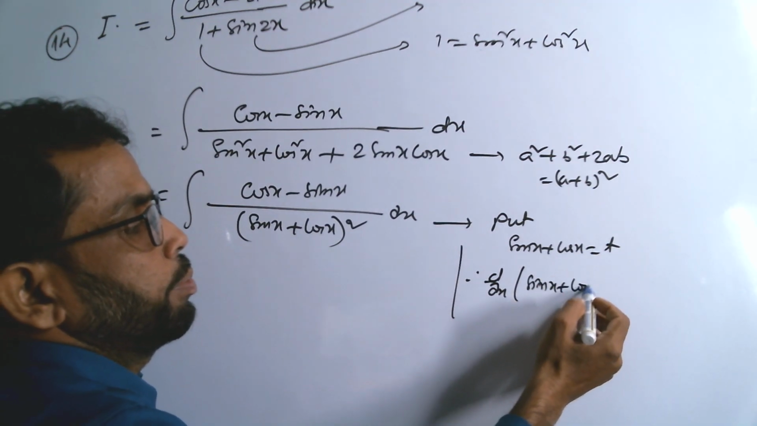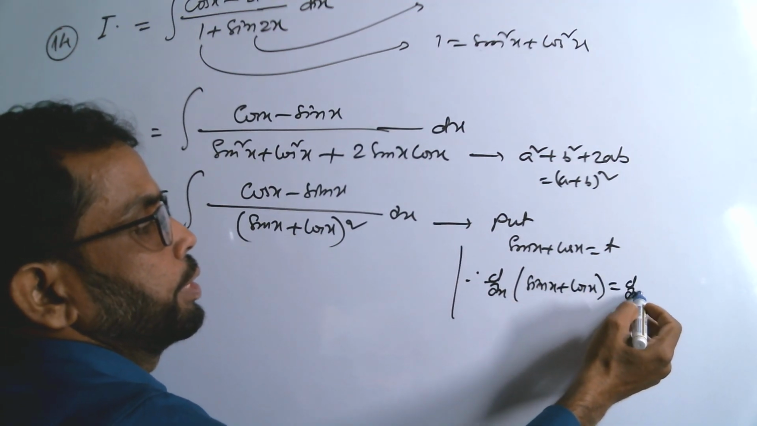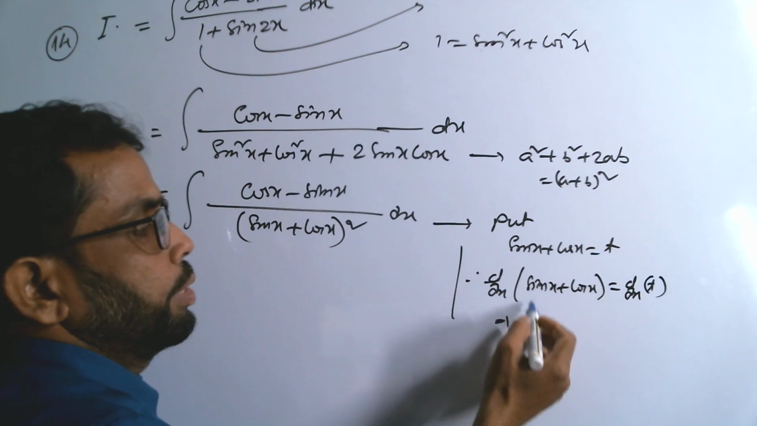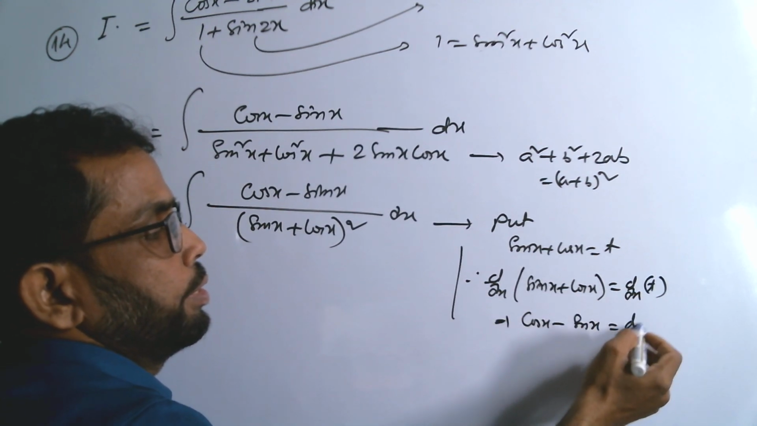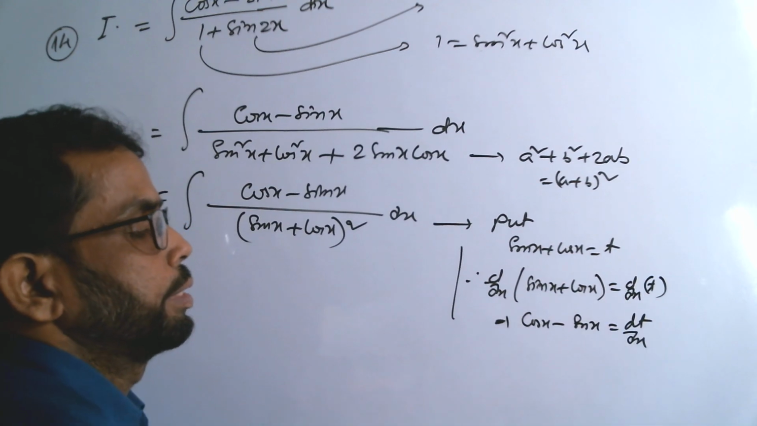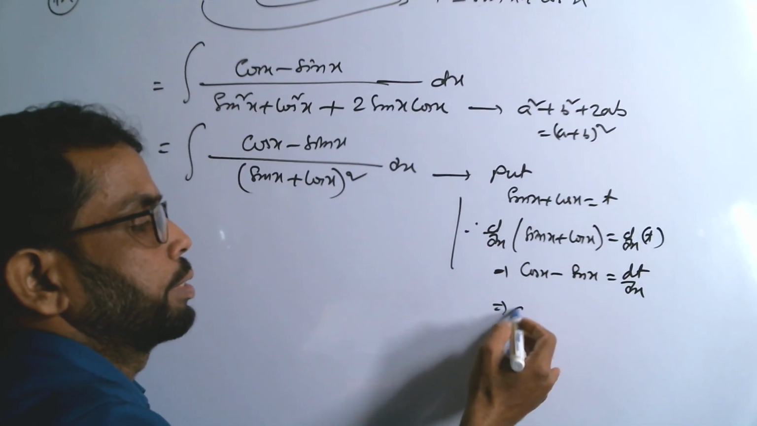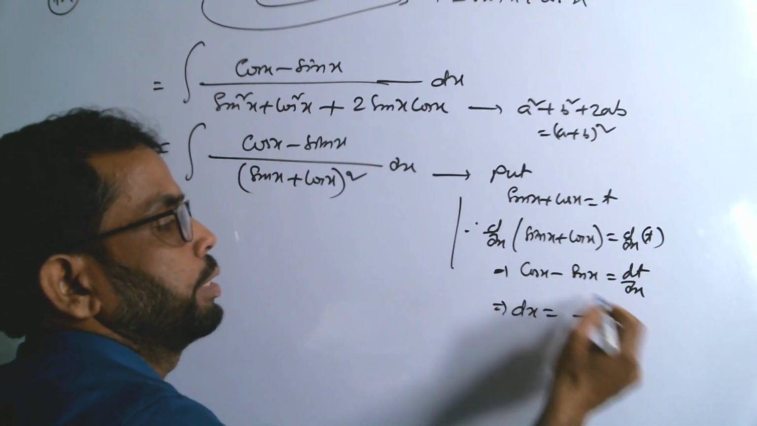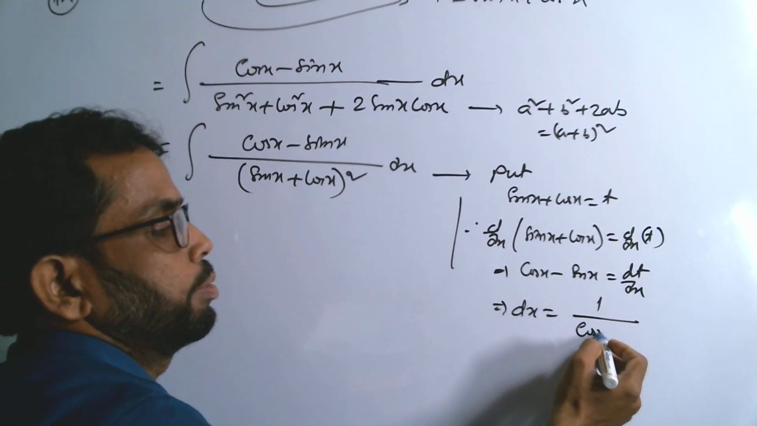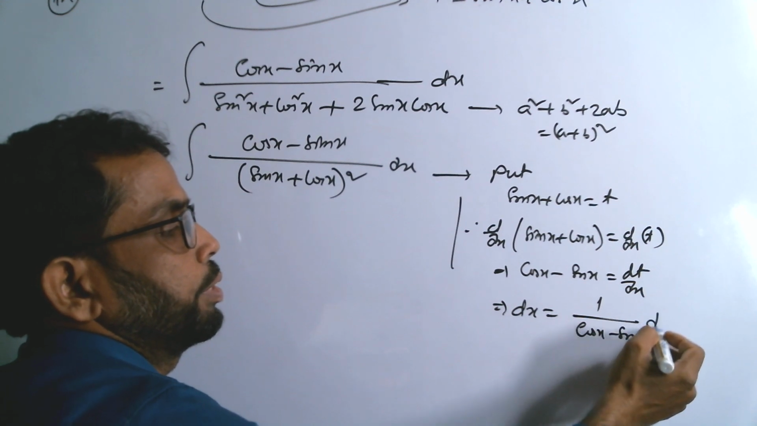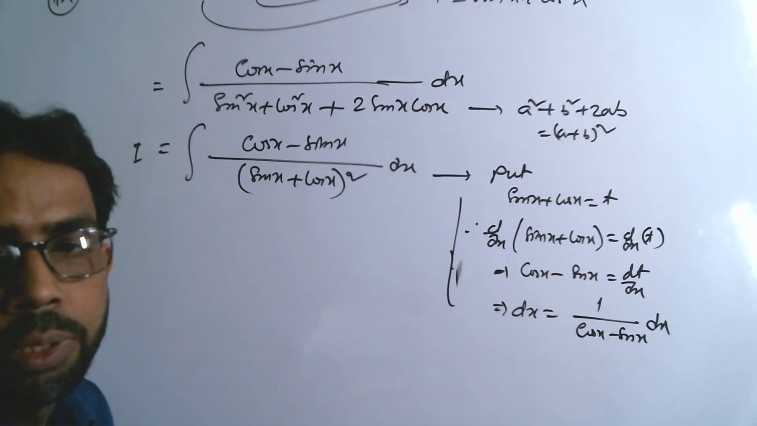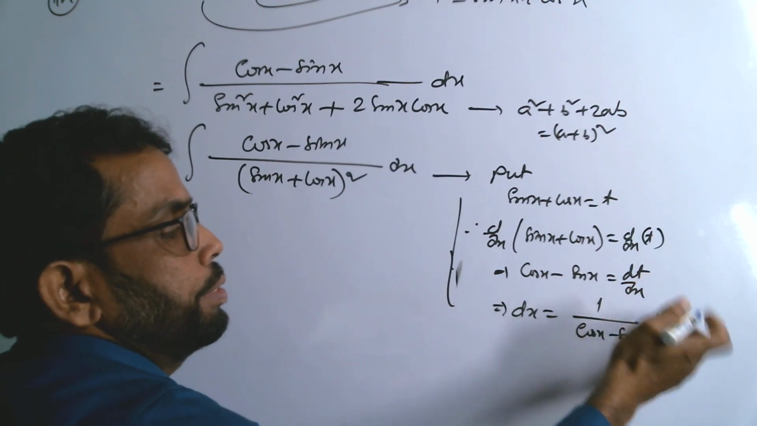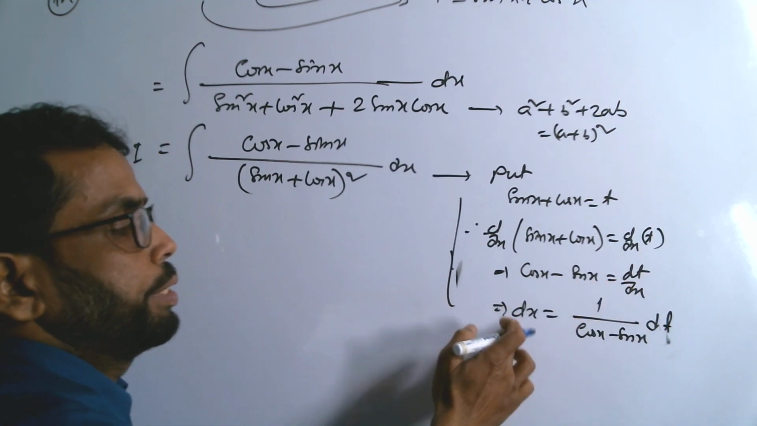Now sin x plus cos x is equal to t. Differentiate: the derivative of sin is cos, the derivative of cos is minus sin, so cos x minus sin x equals dt by dx. Then we find dx by transferring the other terms to the right hand side: dx is 1 by (cos x minus sin x) into dt. dt is remaining, dx is taken here.